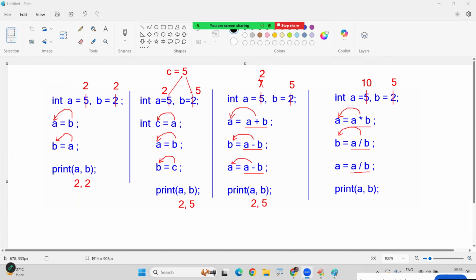Look at this again, A by B. A value 10, B value 5. 10 by 5, 2. 2 will store into A. It's a 2. Look at this, output is 2 and 5.